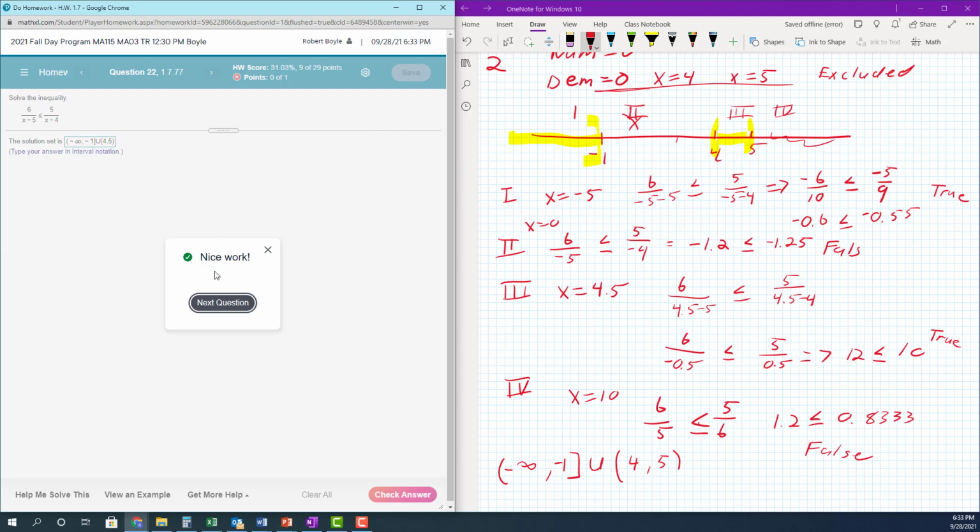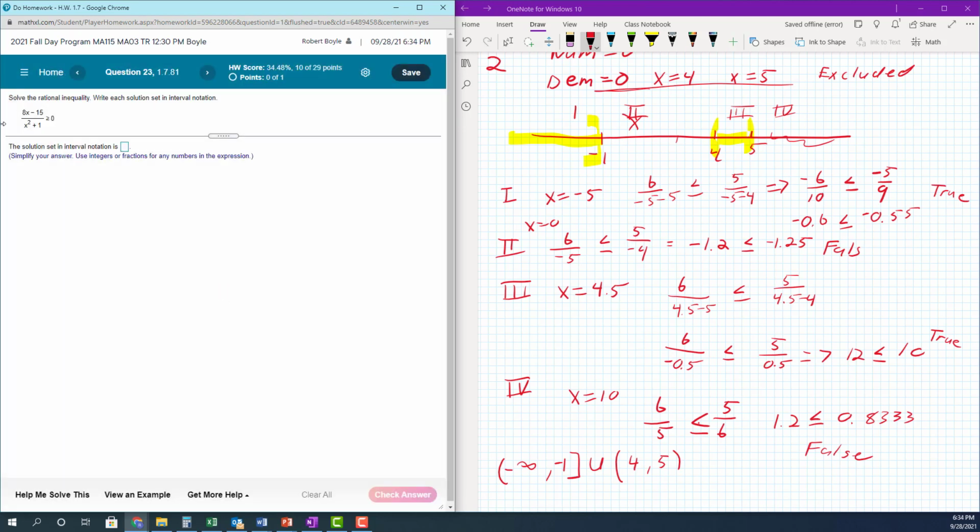And basically all the other rationals work pretty much the same way. And that's all I have for this.